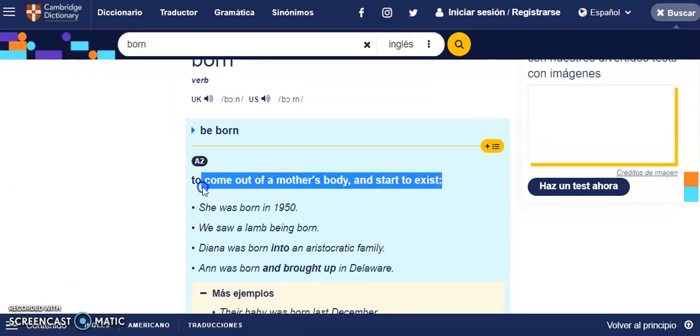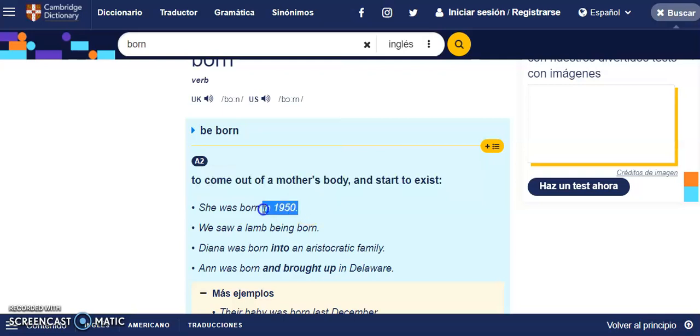To come out of the mother's body and start to exist. Don't copy and paste. I mean, don't memorize the definition. Take your time, analyze the information, and then go to the PowerPoint and write it, or write part of the information. Then write some examples. But again, don't copy the information. Try to use the grammatical part of the sentence or of the structure, and read the grammatical part, and then create your own example.